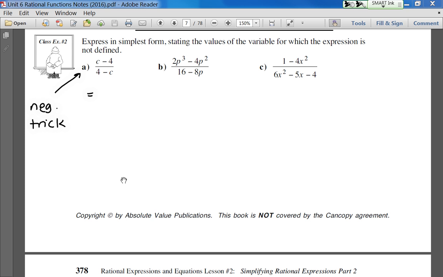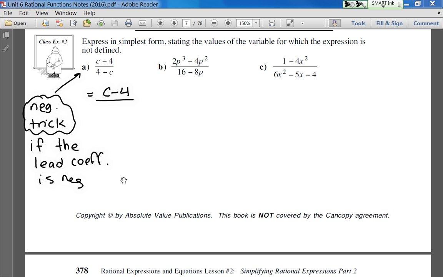Okay, stay focused. We have a C minus 4. Can we do anything with that? And then with the negative trick, what is the negative trick? Do you remember it? If the lead coefficient is negative, factor out negative 1. So what are you going to take out of 4 minus C? And you get negative 4 plus C. But that just looks weird. Yeah, you want to get good at this. You want to factor out the negative and reorder all in the same step.